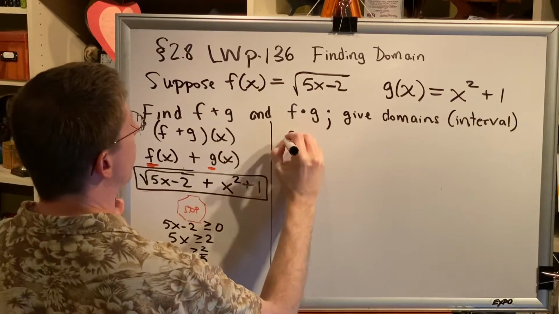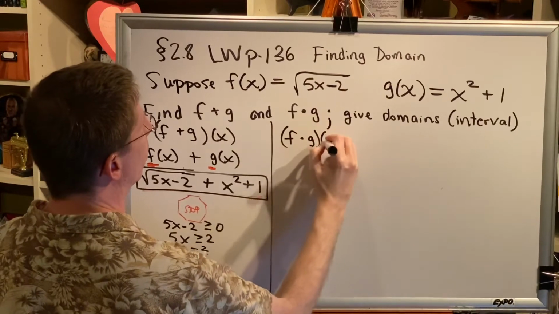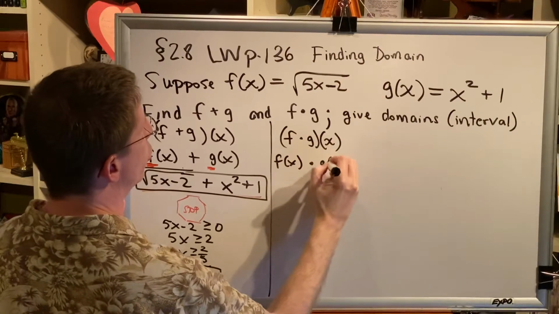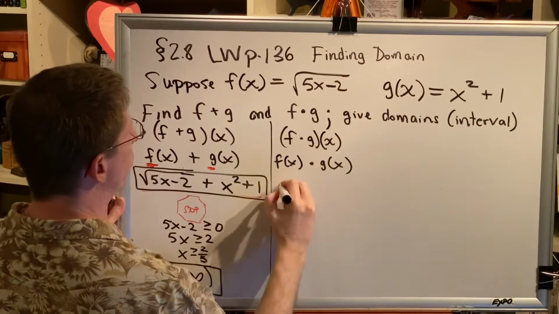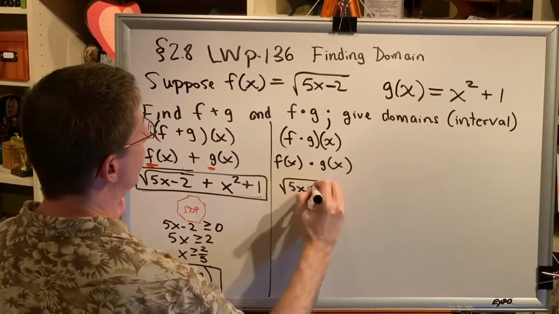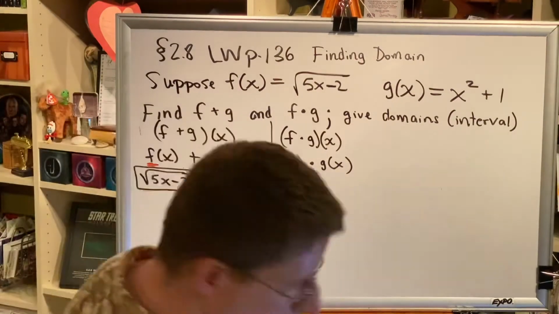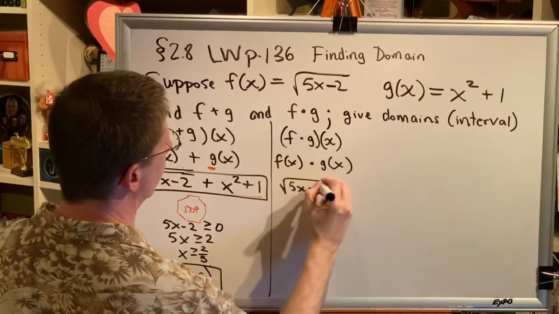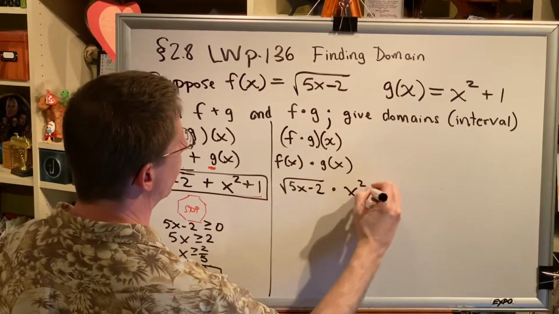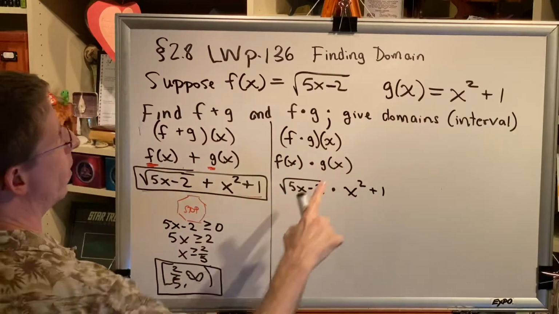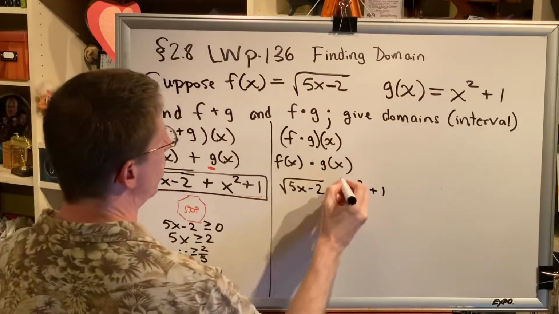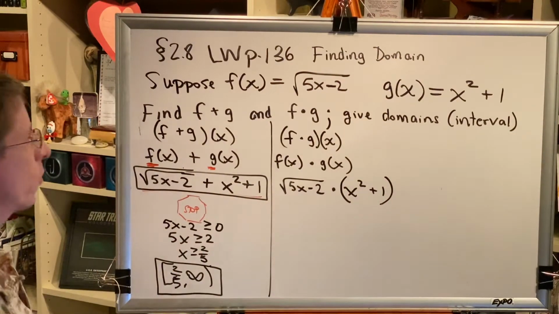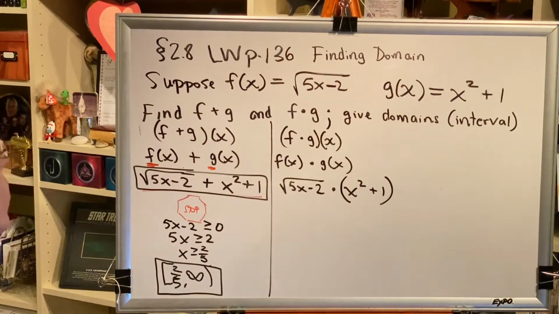So that's the same thing as f dot g of x, which is equal to f of x times g of x, which is equal to the principal square root of 5x subtract 2 times x squared plus 1. Now, in this case, we do have a multiplier, so we need parentheses around the x squared plus 1. No parentheses are needed around the square root because it is itself a grouping symbol.